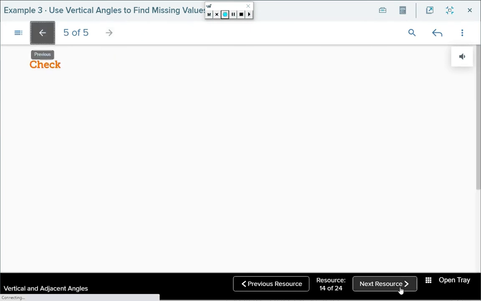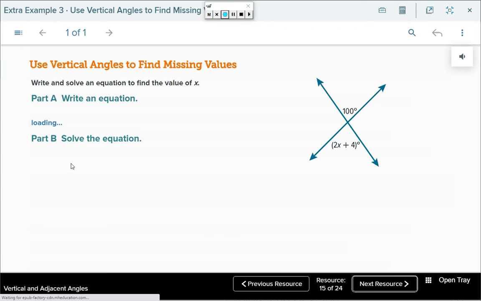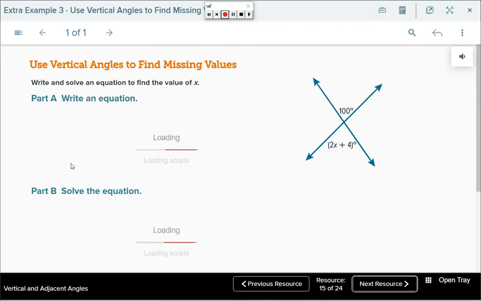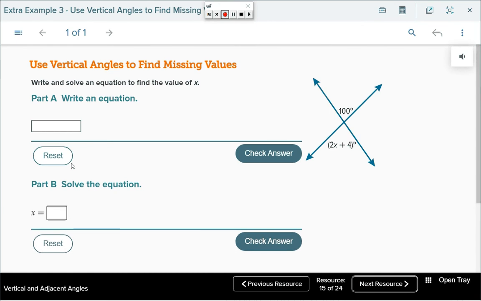So take a look at this last example. I want you to solve for x on this vertical intersection. Solve for x. Don't just do it in your head. You've got to write an equation, please.